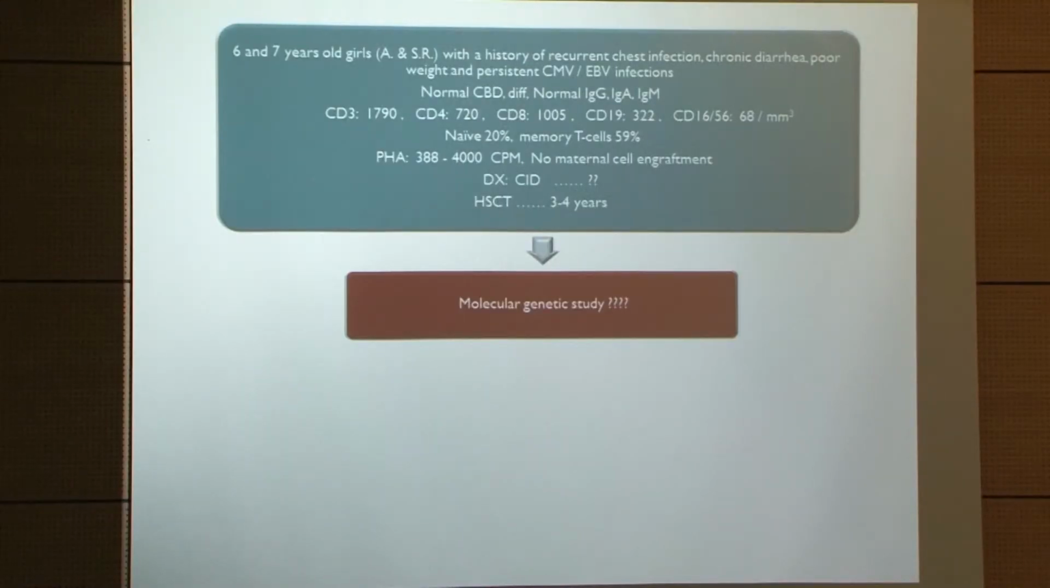Yeah, this is another example where sometimes molecular genetics or the panel study we did surprise us. Those are 6 and 7 years old girls. They had a history of recurrent chest infection, chronic diarrhea, poor weight, and persistent CMV and EBV infection in the blood. Their CBC showed normal white blood cell count, and differential immunoglobulins were also within the normal range.